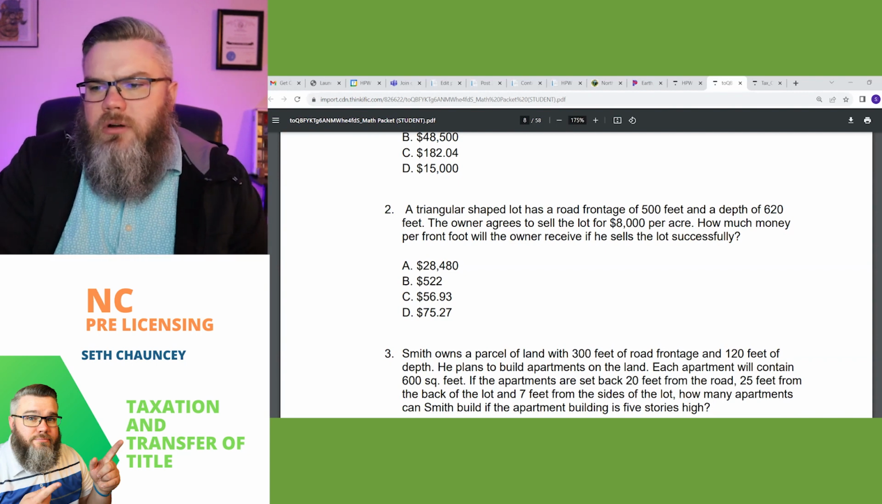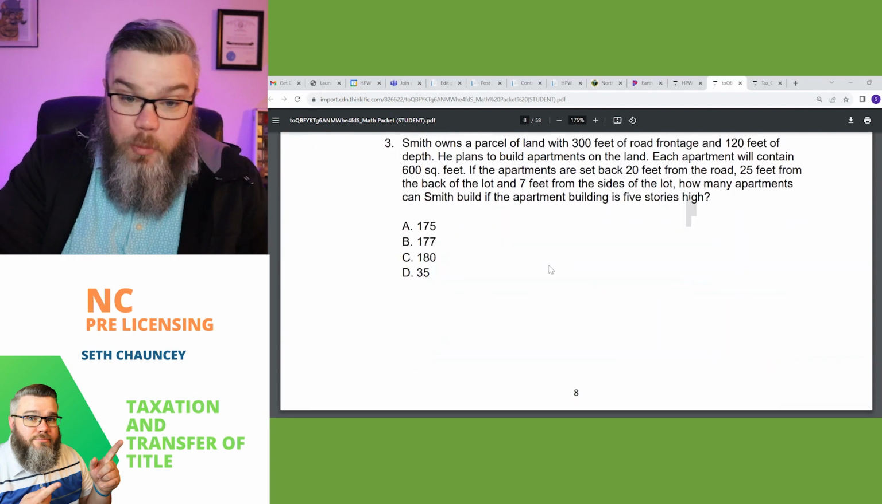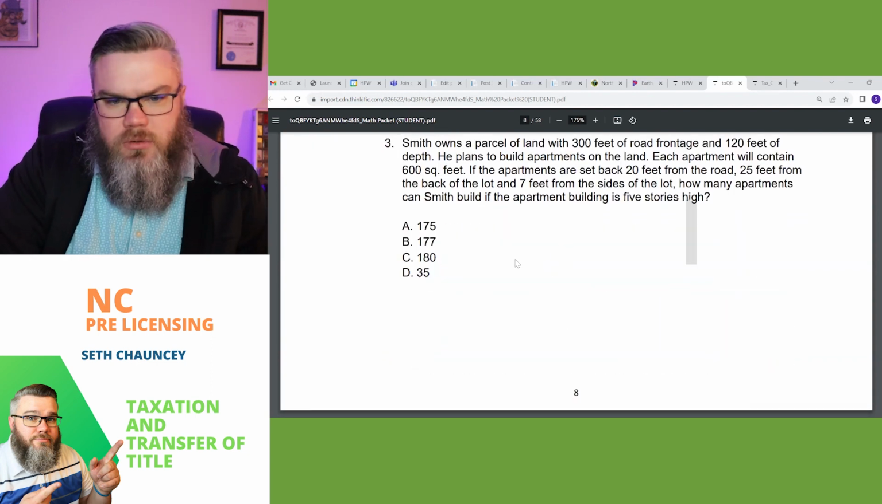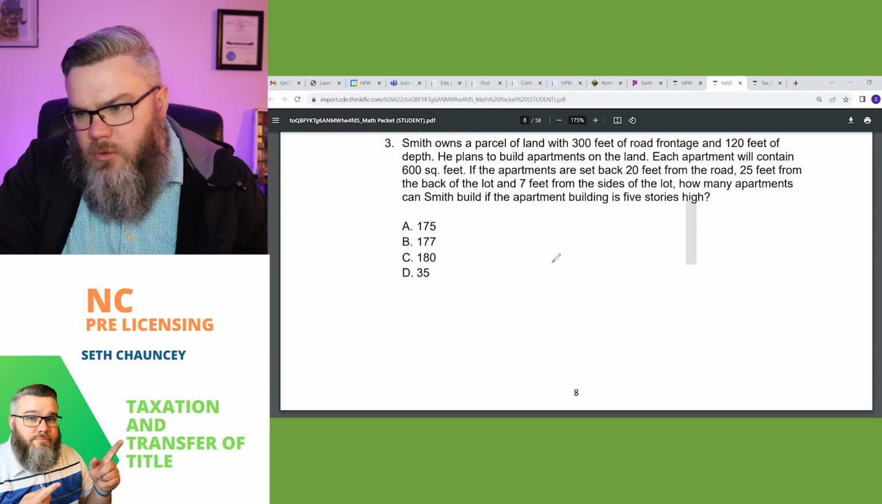There is another layer to this, and that is when we get into things like cubic feet, folks. Square feet is length times width. Cubic feet, if you remember the old school way to draw a cube. Okay.